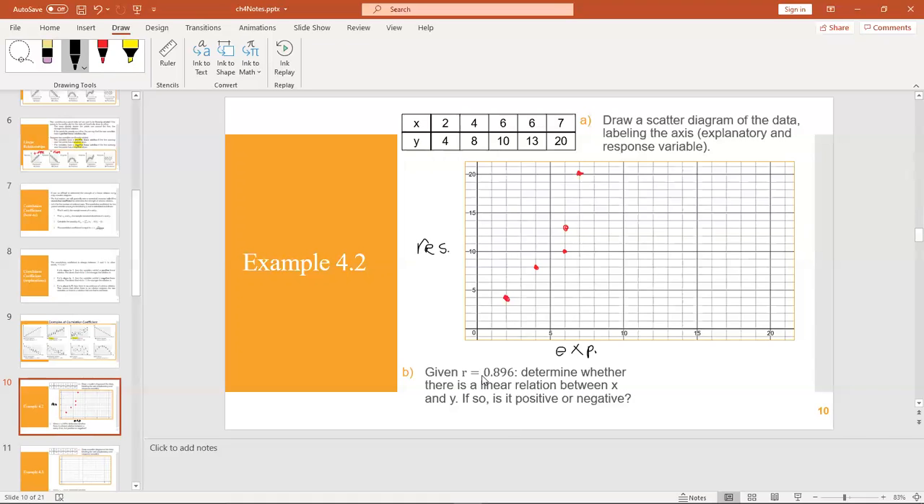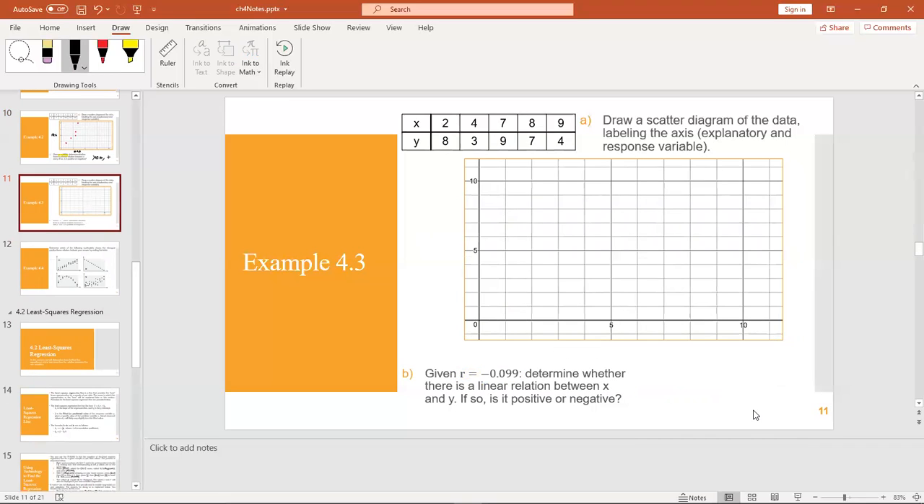And then they say, given an R of 0.896, determine if there is a linear relationship between X and Y, and if so, is it positive or negative? Well, this is a very strong relationship. That is very close to 1. So yes, indeed, there would be a relationship. Since the R value is positive, then it's going to be a positive relation. And again, the general trend of these, as you move right, they're going up. That's a positive slope.